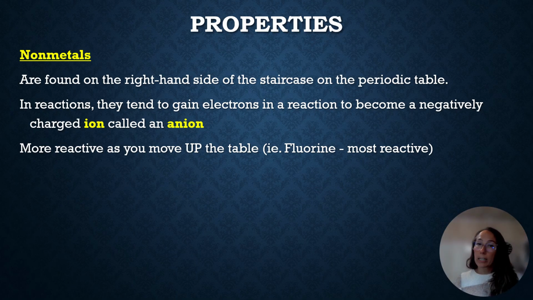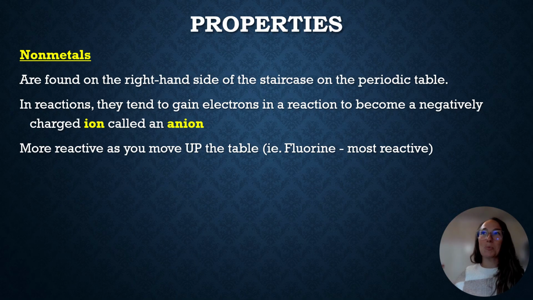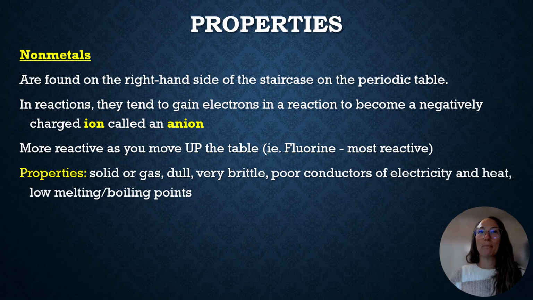With metals, they were more reactive as you move down, francium being the most reactive metal. And for nonmetals, they're more reactive as you move up. So fluorine is your most reactive nonmetal. We can't include the noble gases because they are not reactive, remember?